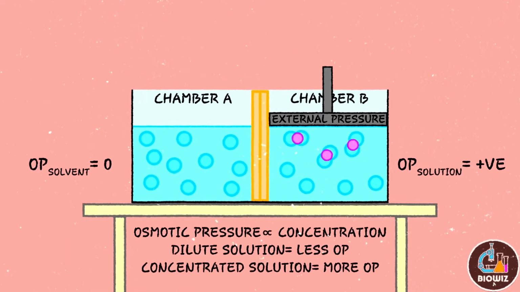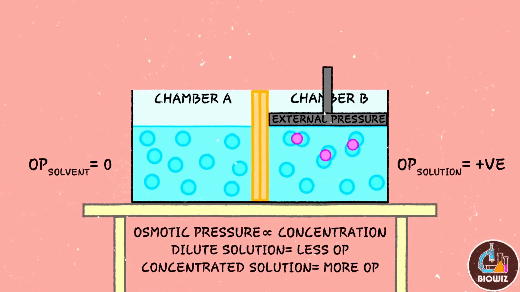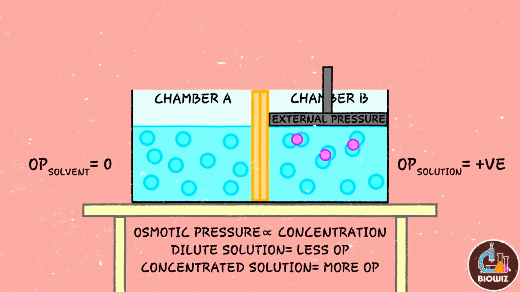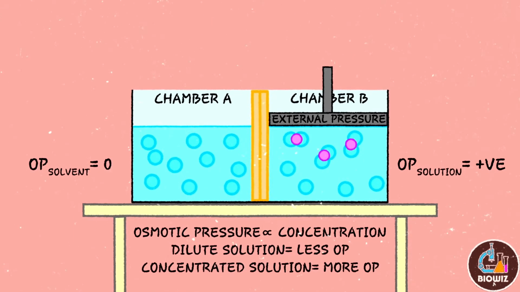The magnitude of osmotic pressure will depend on the number of solute molecules present in the solution or the concentration of the solution. If a solution has less solute molecules, the magnitude of osmotic pressure will be less, and if a solution has more solute molecules, it will have a high osmotic pressure.